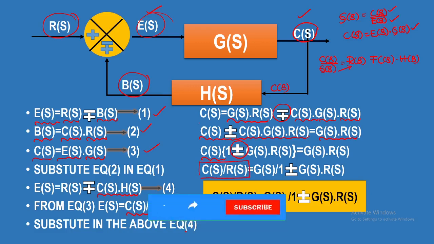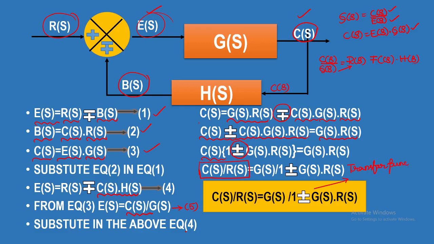We have already derived the transfer function, that is C of S divided by R of S is equal to G of S divided by 1 plus or minus G of S into H of S. So this is the transfer function. We will see the meaning of the transfer function in the next videos. The transfer function is defined as the Laplace transform of the output divided by the Laplace transform of the input. So C of S is the output here, R of S is the input here.